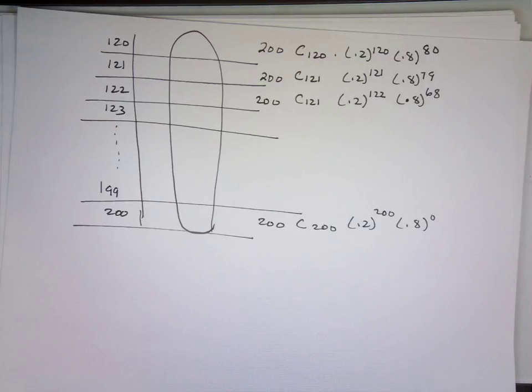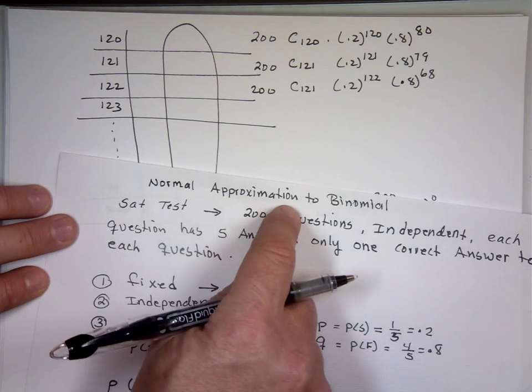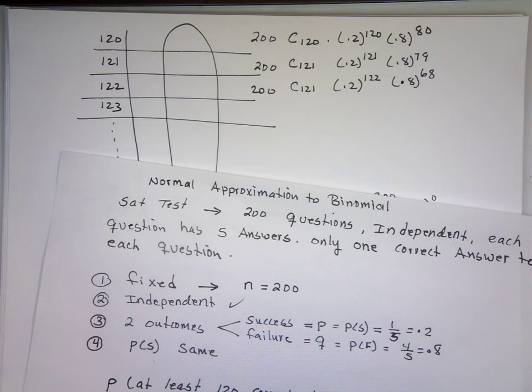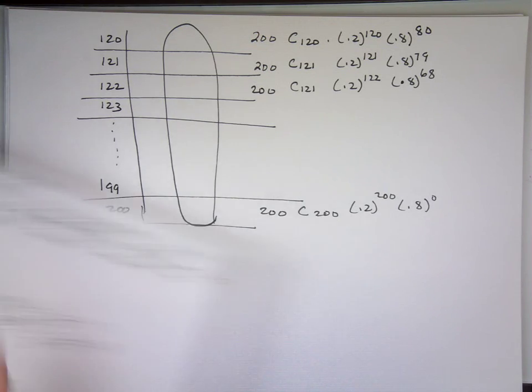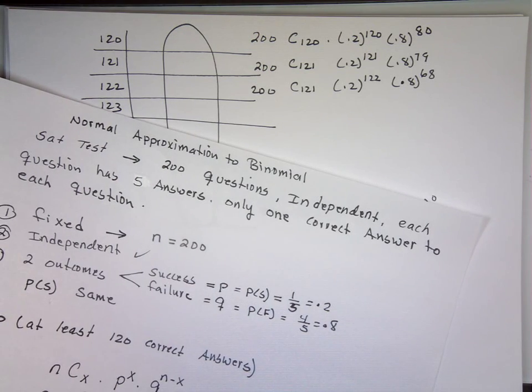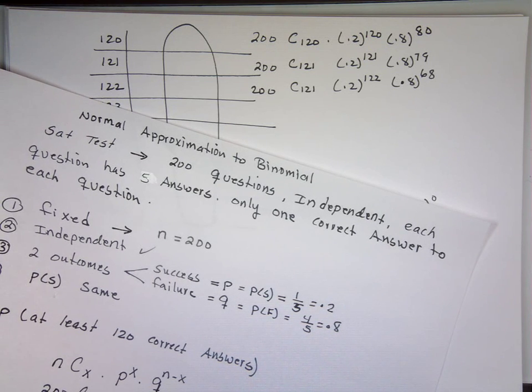Or maybe I can use the normal approximation to binomial. I know the problem is binomial, but maybe I can approximate that as a normal problem. So how do we do that? Well, to use this method, there's a few conditions you must first satisfy. And if we don't satisfy them, we can't do it.